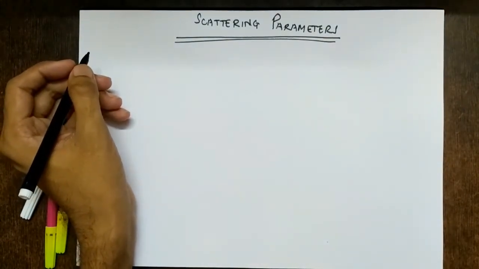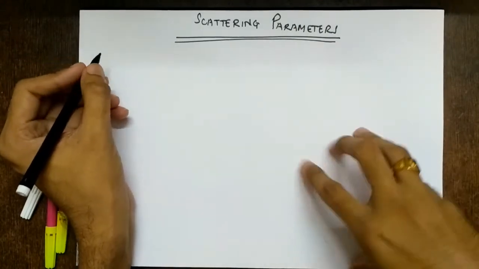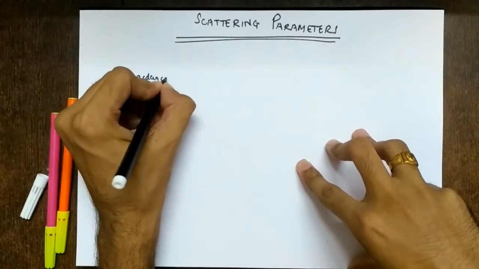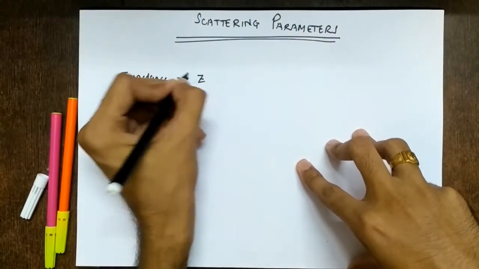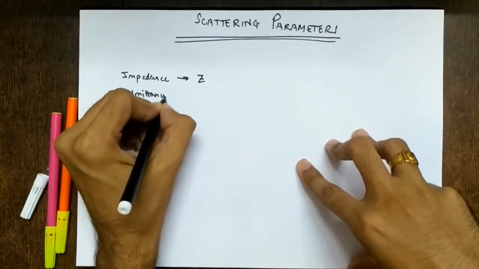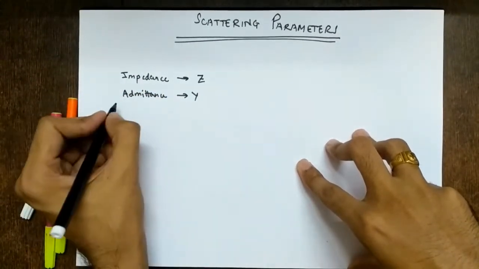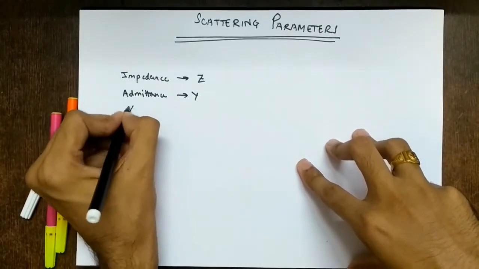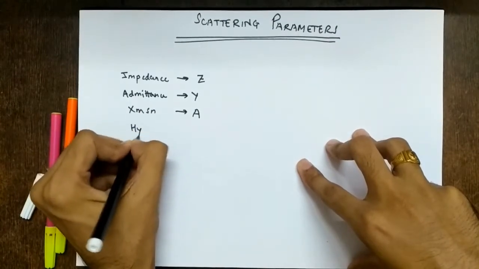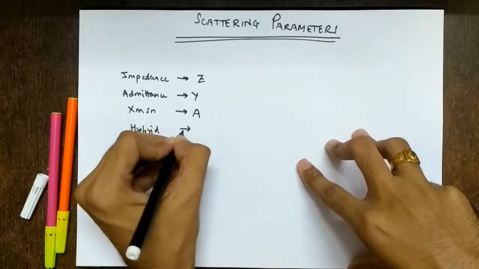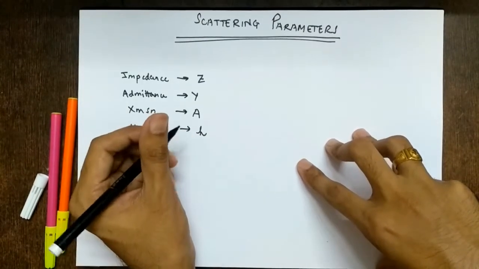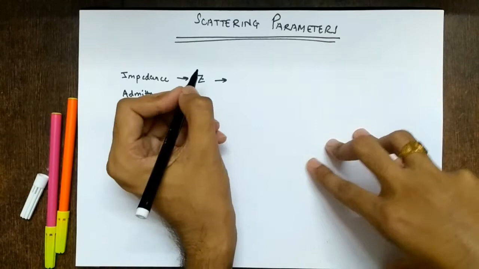You have studied various two-port network parameters. What are they? They are impedance parameters, represented by Z. Then you have admittance parameters represented by Y. Then you have transmission parameters represented by A, and you have hybrid parameters as well, represented by small h, right? And how are they defined? They are usually defined in terms of voltage and currents.